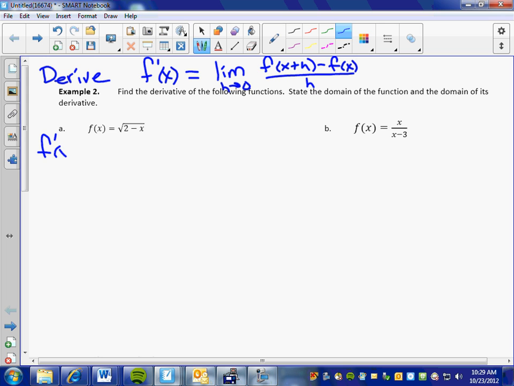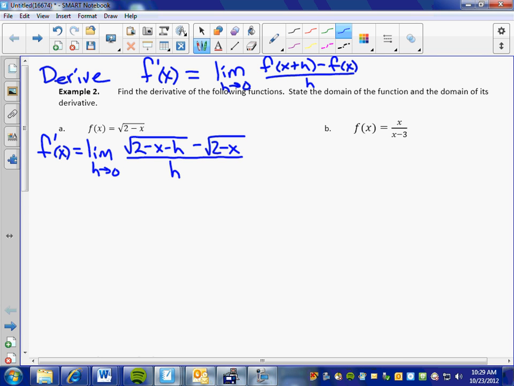f prime of x is equal to, I want to find the derivative of the square root of 2 minus x. That's what I want to find. Okay? And so what I do is I take the limit as h approaches 0 of the square root of 2 minus x minus h, because you have to distribute the negative, minus the square root of 2 minus x, all over h.